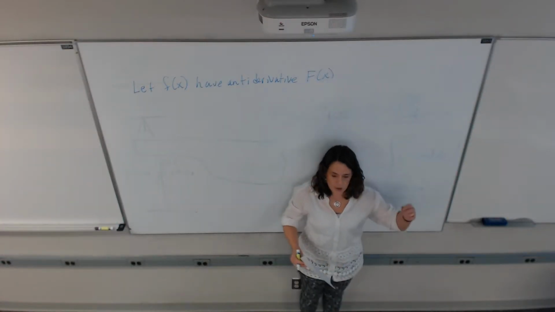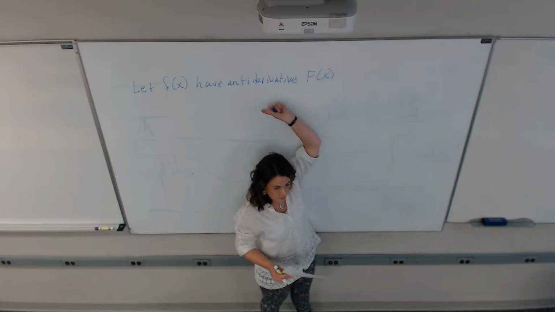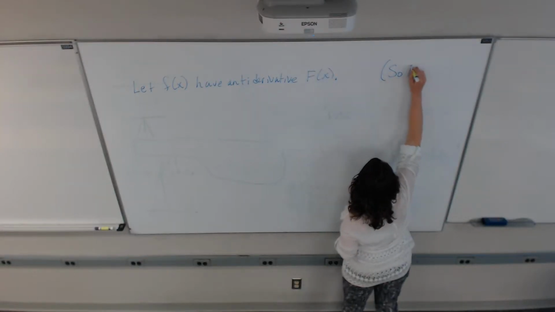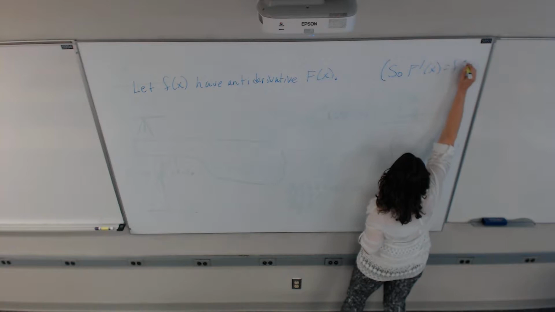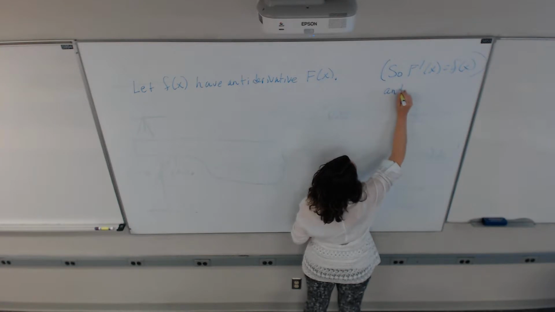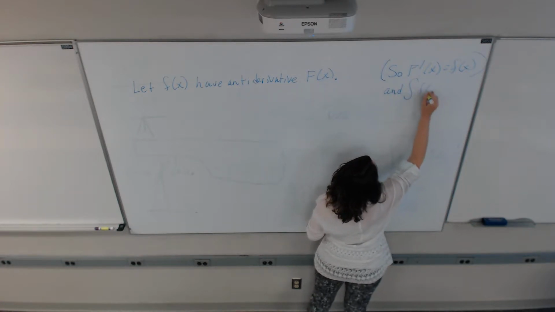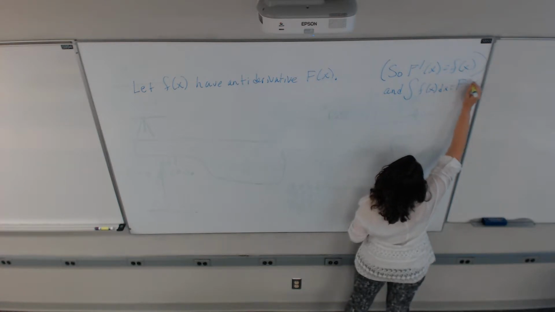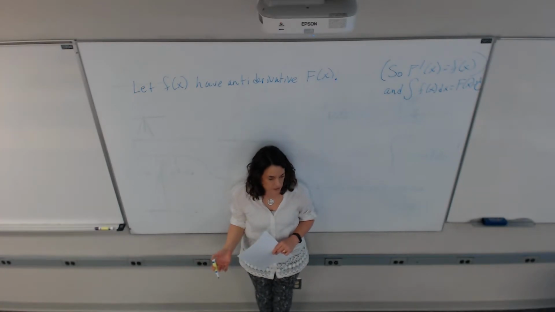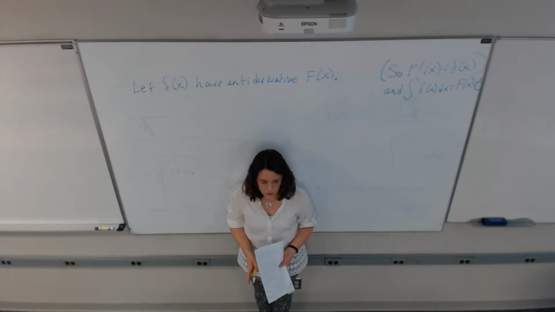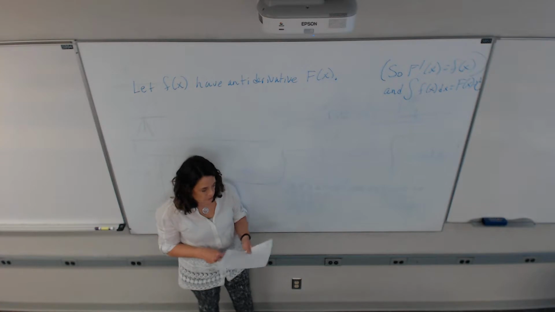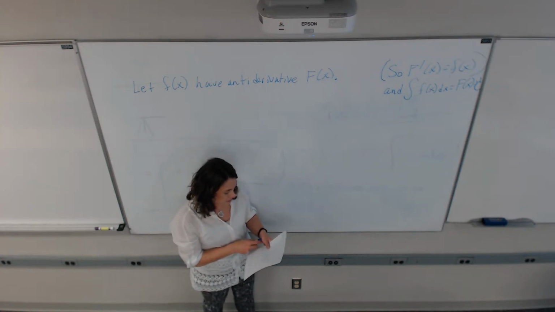So capital F prime of x should give me back f again, right? So let's put that over here in parentheses. F prime of x equals f of x. That also means that the integral of f of x dx is equal to F of x up to a constant, right? It's one of the antiderivatives, but there are infinitely many antiderivatives for any function that's integrable. So those are the two relationships we have if we say that capital F is an antiderivative.